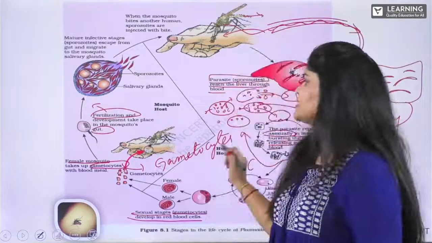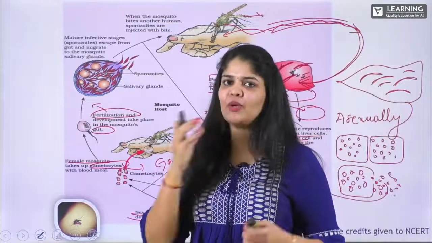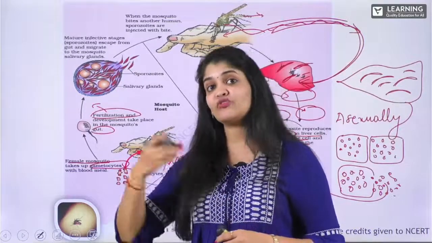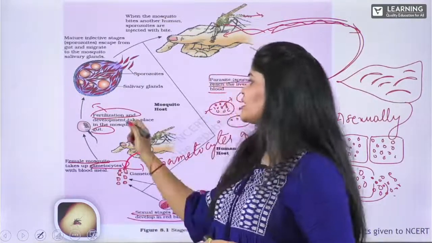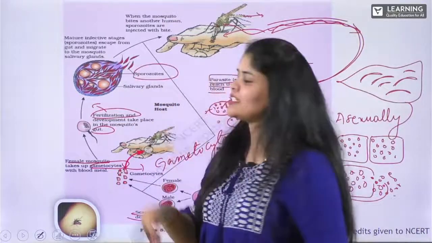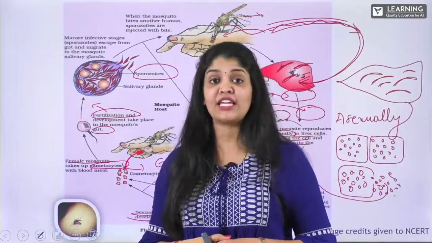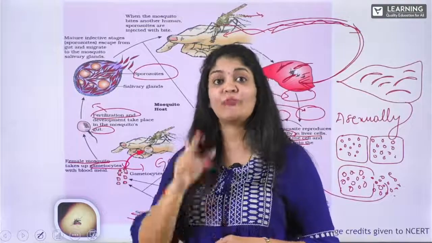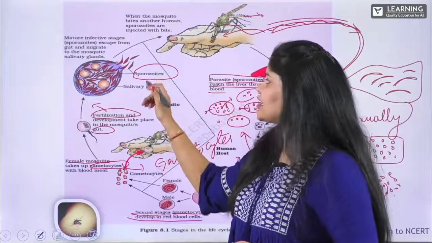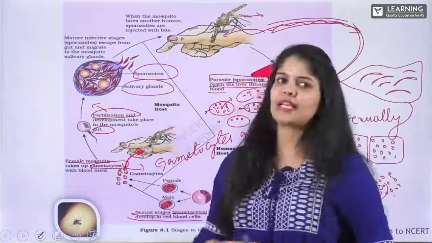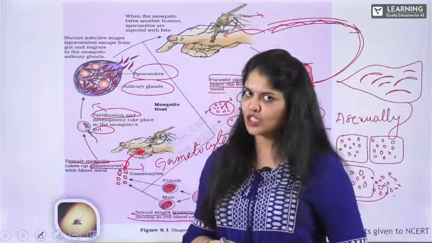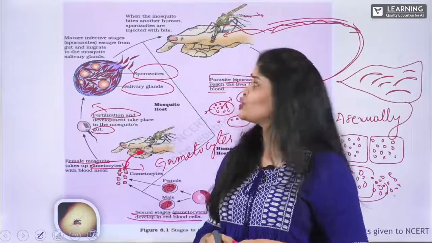Once the male and female gametocytes fuse, fertilization happens, which leads to further development. So fertilization and development take place in the mosquito's gut, and it finally leads to the formation of the infectious stage of the parasite, which is called the sporozoite. Now this sporozoitic stage reaches the salivary gland of that mosquito. So the mature infective stage is what we call a sporozoite.